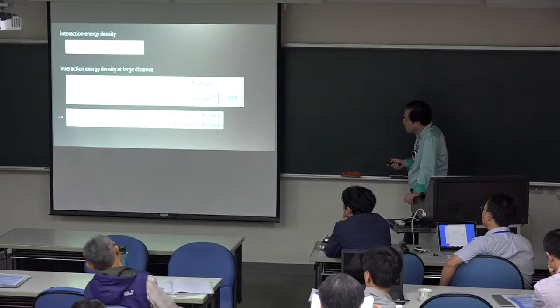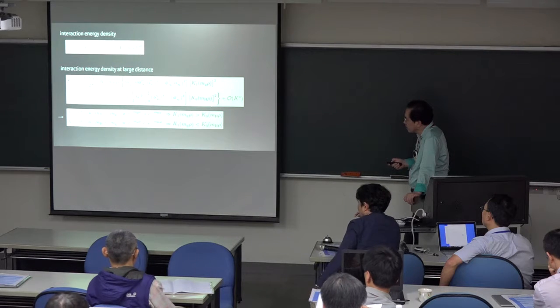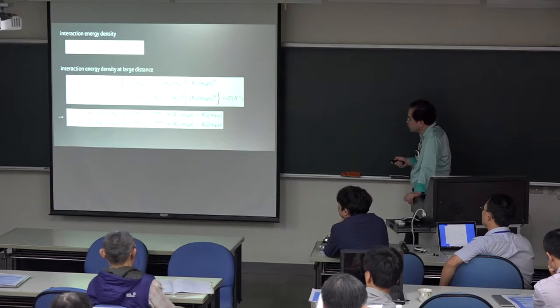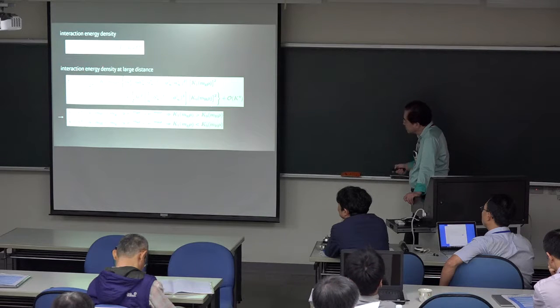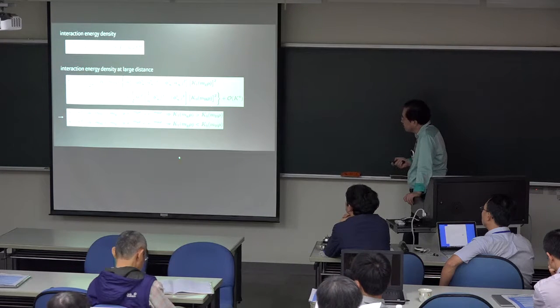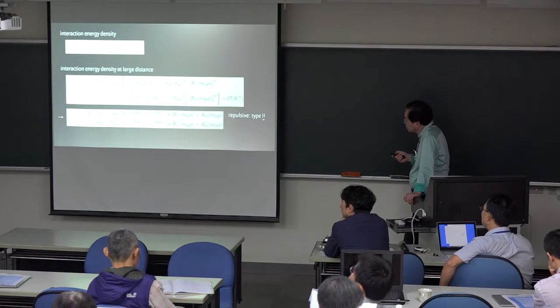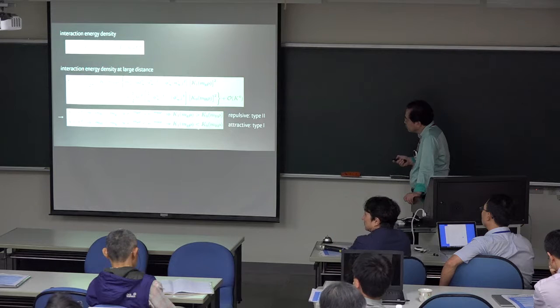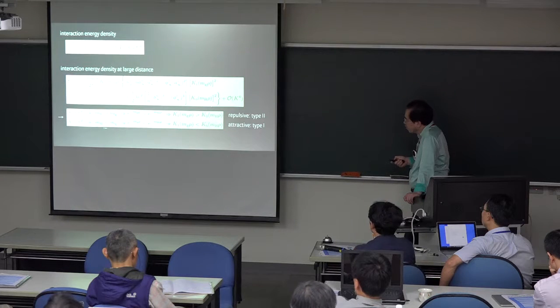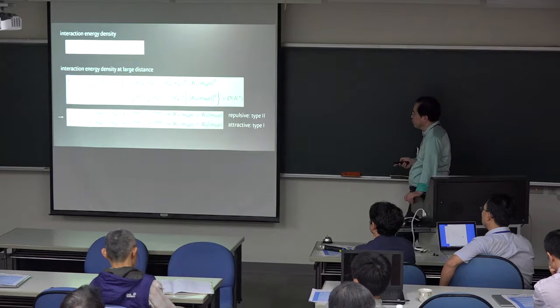So if the Higgs mass is larger than the gauge mass, then of course K1 is larger than K0 here. If the coefficient signs are different, then usually this one is repulsive, which corresponds to type 2 superconductivity. And if you consider the opposite case, then this one becomes attractive, and that is type 1.